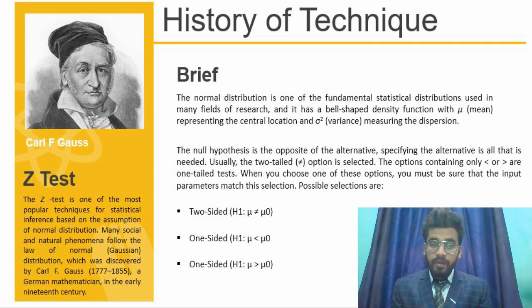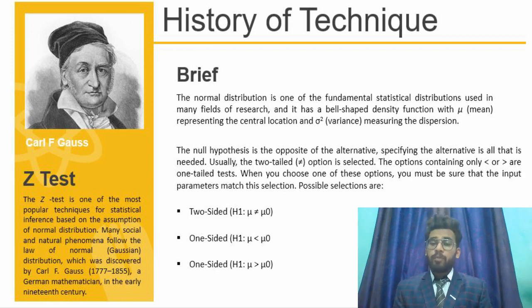It was discovered by Karl F. Gauss, who was a German mathematician in the early 19th century. The normal distribution is one of the most fundamental statistical distributions used in various fields of research, with mu representing the central location and variance measuring the dispersion.